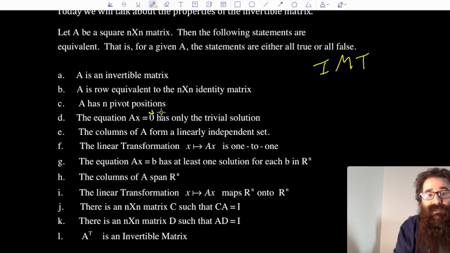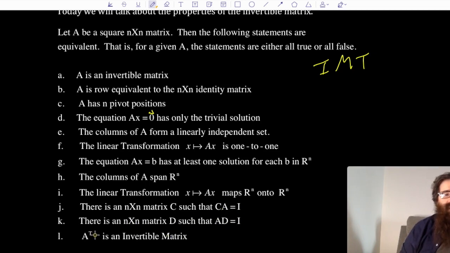The linear transformation x mapped to Ax is a one-to-one transformation. The equation Ax equals b has at least one solution for each b in vector space Rn. The columns of A span Rn. The linear transformation x to Ax maps vector space Rn onto vector space Rn. And then we have two statements that are pretty similar, but it's showing that it works on the left and it works on the right. There is an n by n matrix C such that C times A is the identity. And there is an n by n matrix D such that A times D is the identity. So I have multiplication on the left and the right to bring me to the identity.